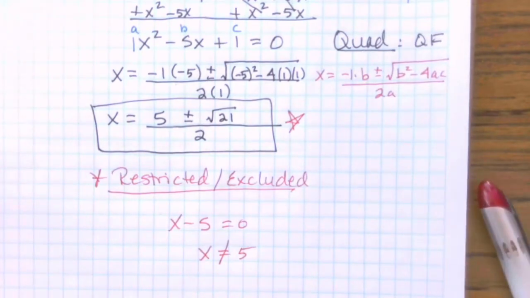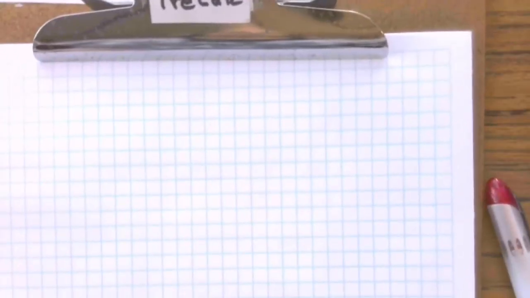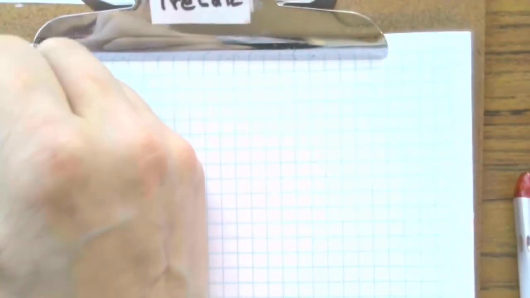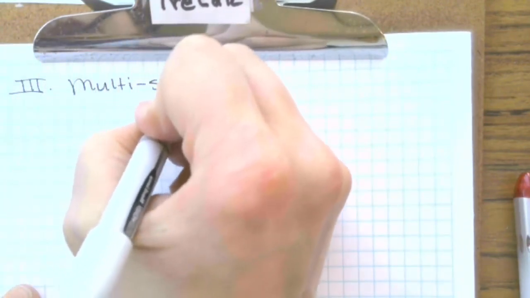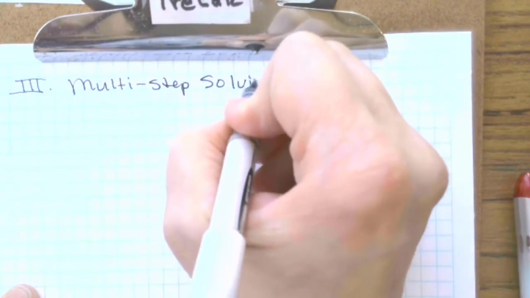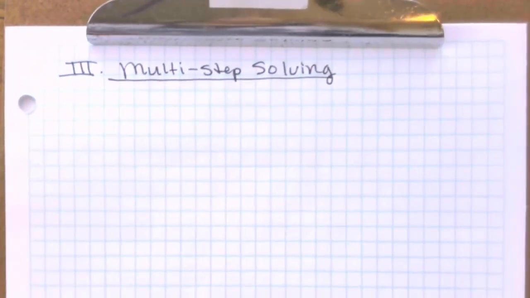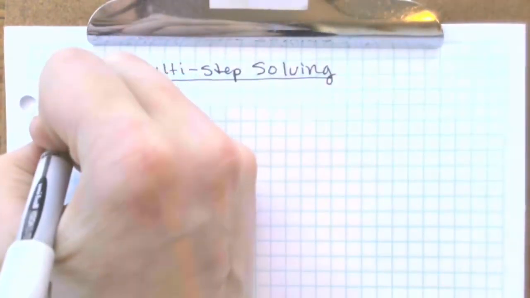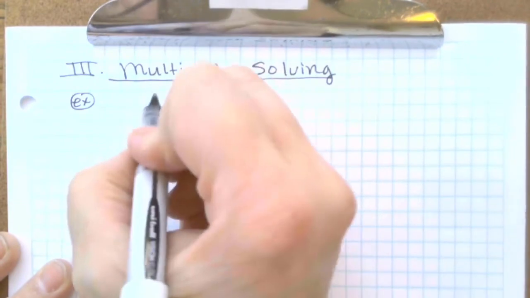All right, so those are your 2 basic techniques. Now we're going to do some more complicated problems. We won't go all the way through them, but we will go through the most difficult steps. So this is Roman numeral 3. We're going to call this multi-step solving. And this is where using good technique really pays off, because if you're using good technique, then you're able to solve complicated problems without breaking a sweat.